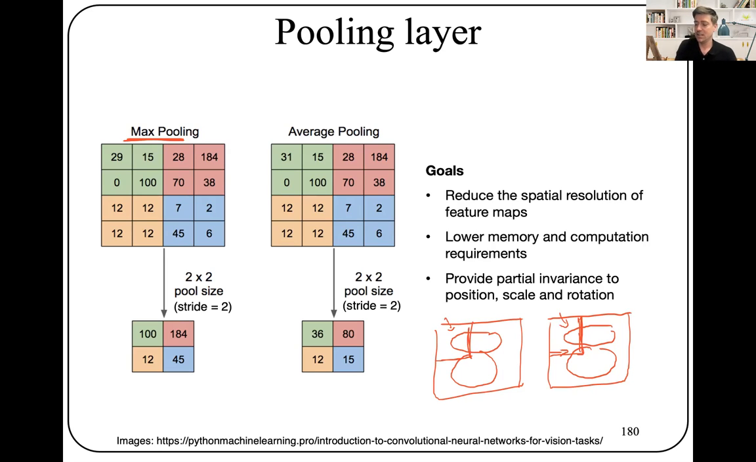Because the maximum value within a group is not so sensitive to adding a column or removing a column. The chance that the maximum value will be within that shifted column is much less. In the same way, it provides a little bit of invariance to scale and rotation, although you cannot completely rotate your 8. It's only a very slight rotation.